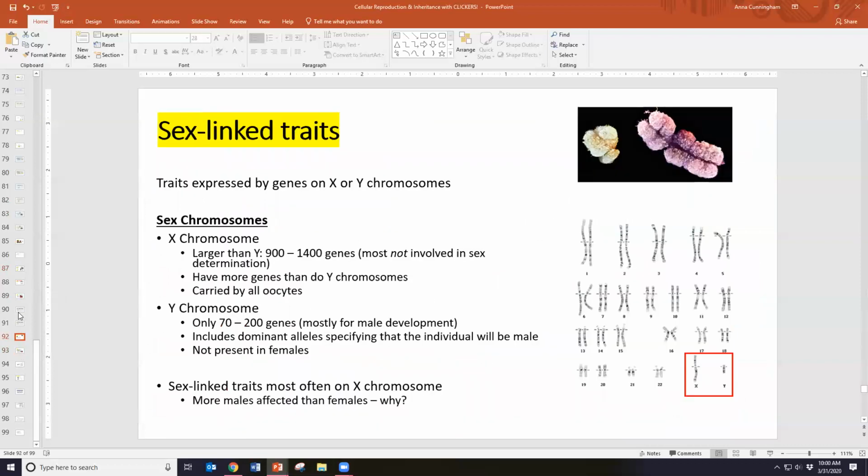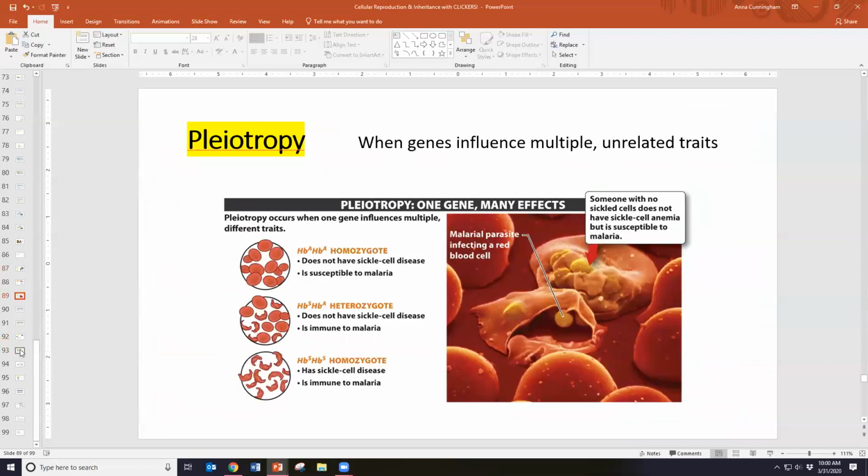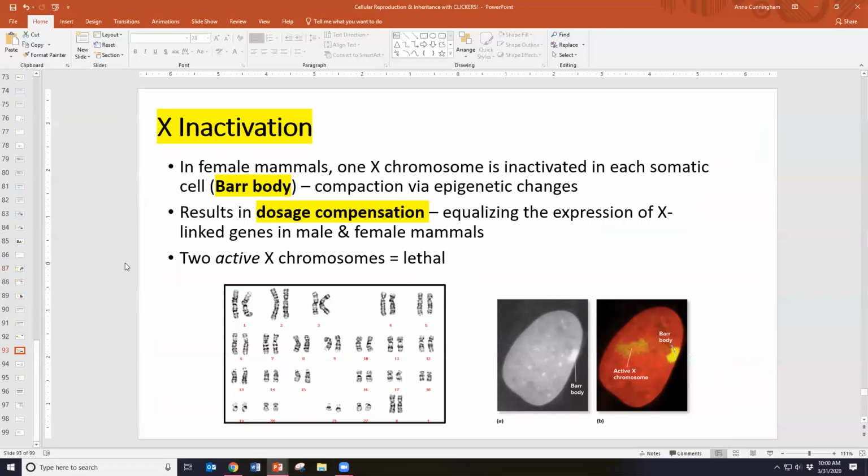Okay, so we talked about that. Let's move into a little bit more about inheritance. I want to talk about some specifics of inheritance because we've been pretty much talking about inheritance where there are alleles present on two homologous chromosomes, right? So you have two copies of each chromosome in diploid cells. These are homologous, meaning they're the same genes, maybe different alleles.